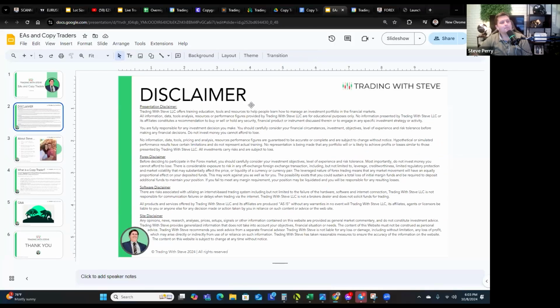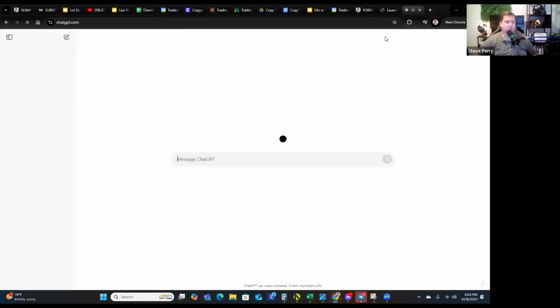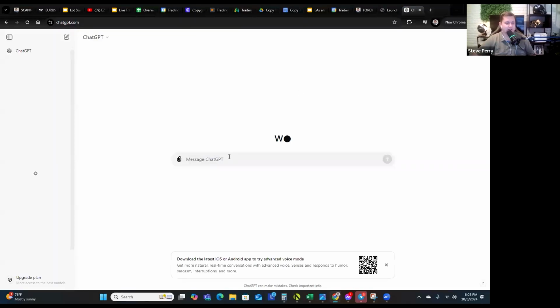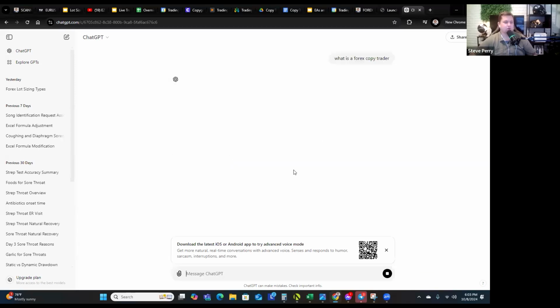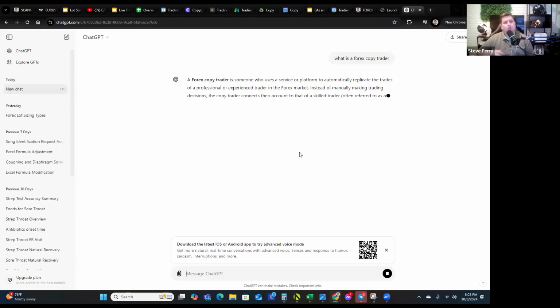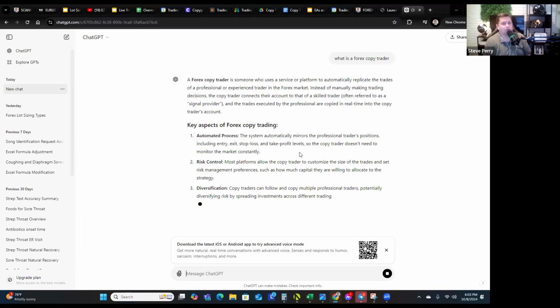So let's talk about what a copy trader is in the first place. I think a good place to start, I like to ask the AI when I have questions. So let's ask the AI here. What is a Forex copy trader? And let's see if we can get an answer here. So this is talking about the third party one, right? It says it is someone who uses a service or platform to automatically replicate the trades of a professional.